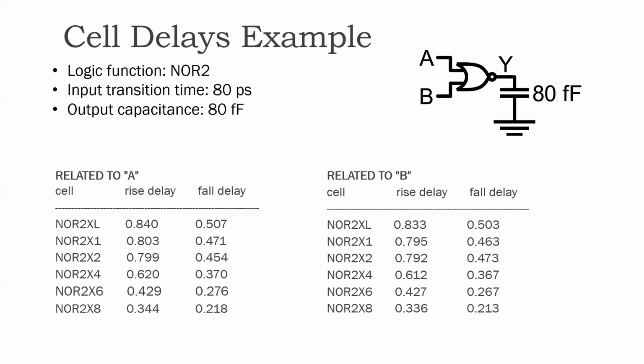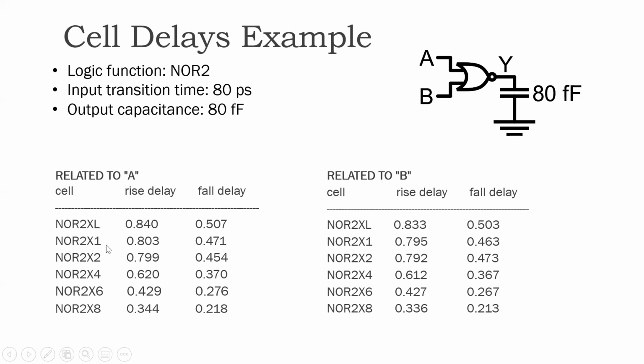So the table on the left is a delay from A to output. So you have to imagine that B is at 0, A is transitioning, and the table on the left tells us what the delays are from A to Y. Okay, Y is the output. When the output capacitance is 80 femtofarads and A is transitioning with 80 picoseconds.